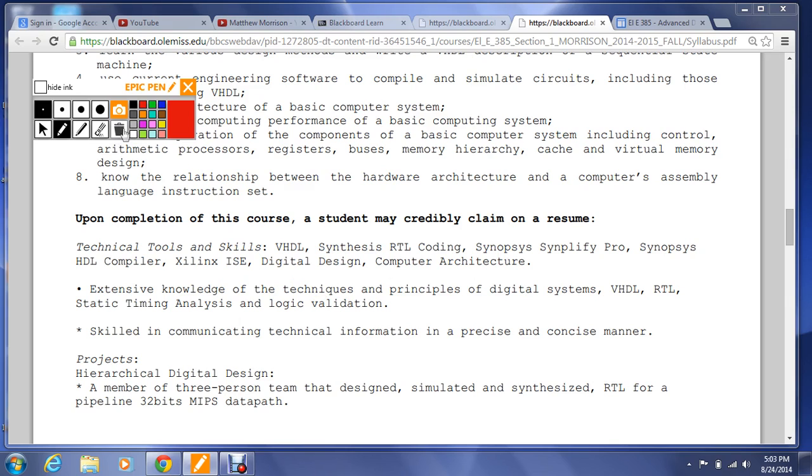Skilled in communicating technical information in a precise and concise manner. You are learning how to write lab reports. But this is something that they actually are looking for, and a lot of people leave it off on resumes. And your project: you're a member of a 3-person team that designed, simulated, and synthesized register transfer language for a pipelined 32-bit MIPS data path. And the whole point of the course is we're going to be building towards this MIPS data path.